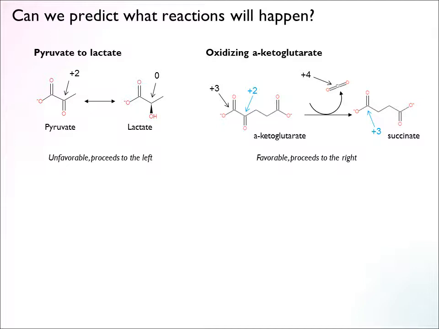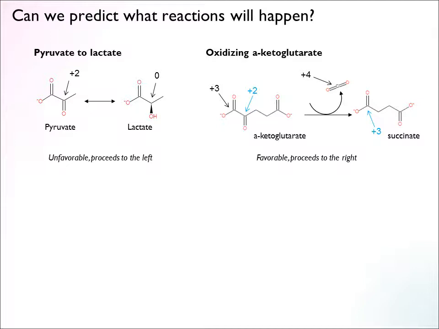So this is a favorable reaction. We can see that because there are increases in the oxidation numbers of carbon. There's 2 of them, in fact. There is this group, a carboxyl group in alpha-ketoglutarate, which splits off as carbon dioxide, so it goes from +3 to +4. That is favorable.